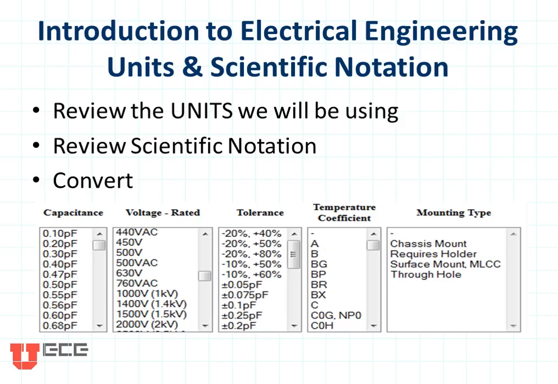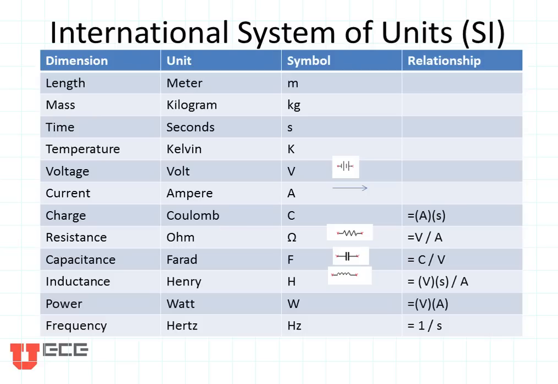I've chosen an example here of a company that's selling capacitors. You can see that they're giving the capacitance in picofarads. The voltage ratings are in volts and kilovolts. The tolerance is either in percent or picofarad, and the temperature coefficient and mounting type are used. So if you were searching for a capacitor today, these are the units that you would have used.